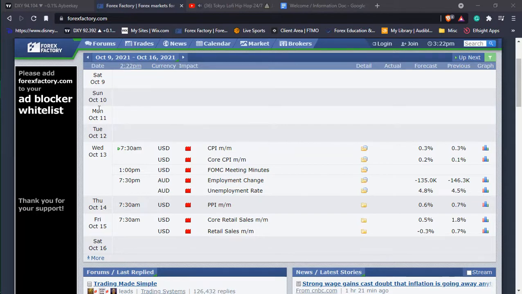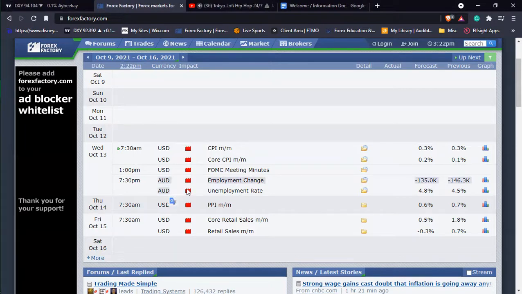So no news Monday or Tuesday. Wednesday at 7:30 a.m. Central Standard Time, we have USD news with CPI. 1 p.m. with FOMC minutes. So this is what you really want to watch out for. Like core CPI and FOMC, those are things that you definitely want to be watching out for next week. 7:30 p.m. Central Standard Time, Australian dollar employment change and unemployment rate. So basically the Australian dollar NFP.